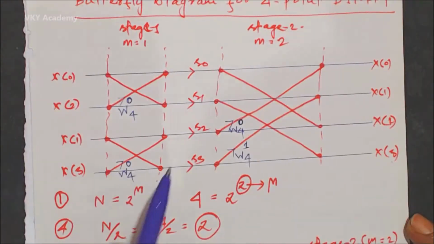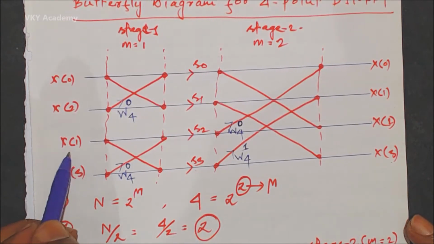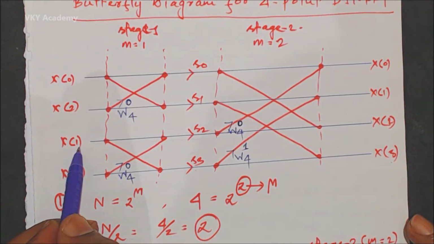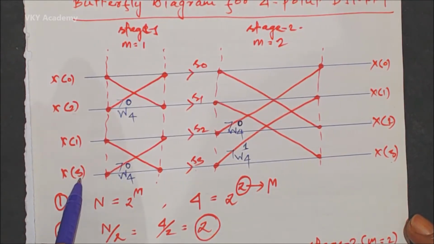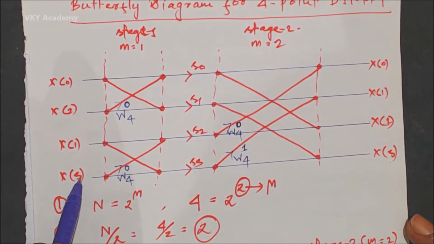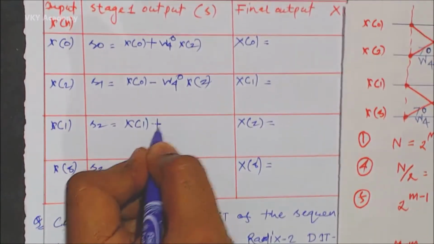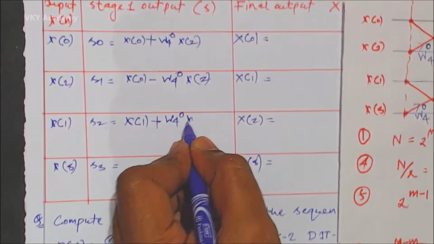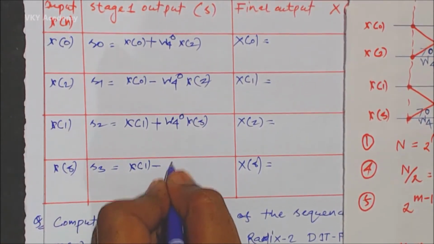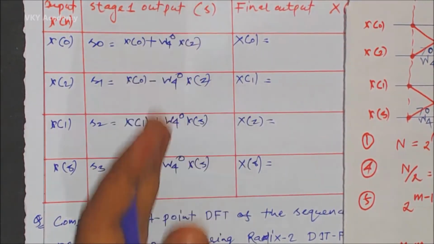Let us find out S2 and S3, which are associated with the second butterfly, and the inputs associated are small x of 1 and small x of 3. So S2 will be small x of 1 plus W4 to the power 0 small x of 3, and S3 will be small x of 1 minus W4 to the power 0 small x of 3. So it will be small x of 1 plus W4 to the power 0 small x of 3, and S3 will be small x of 1 minus W4 to the power 0 small x of 3. So this is the first stage calculation.